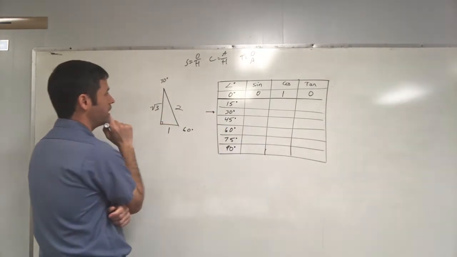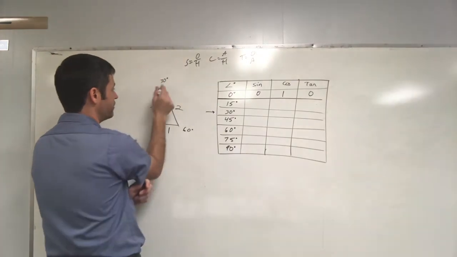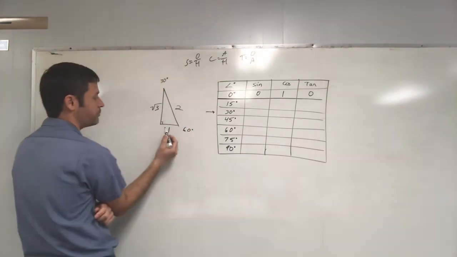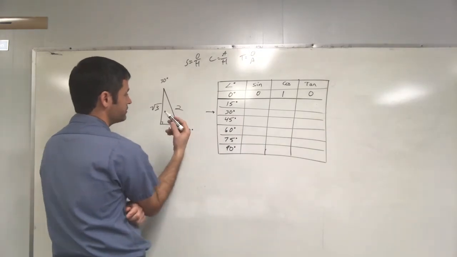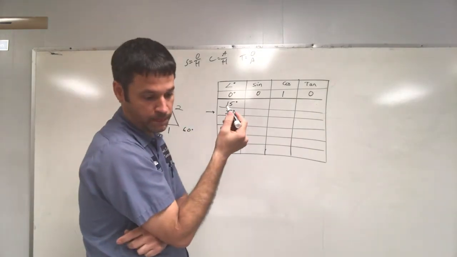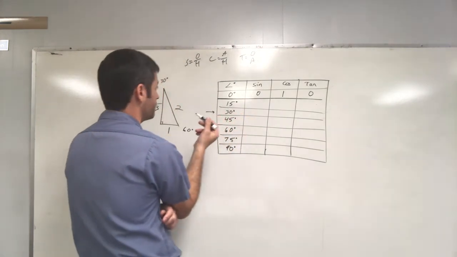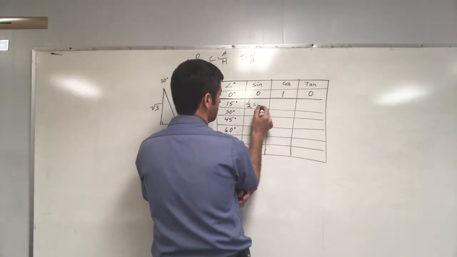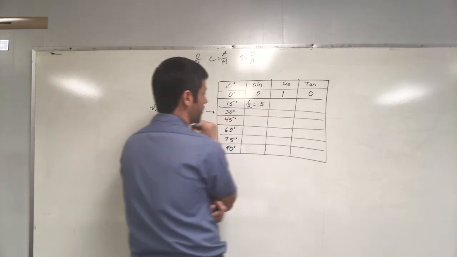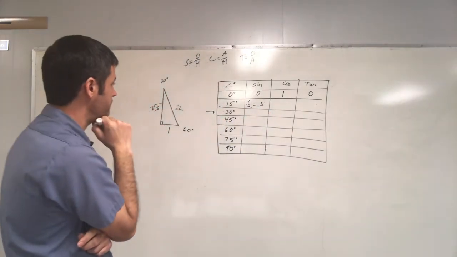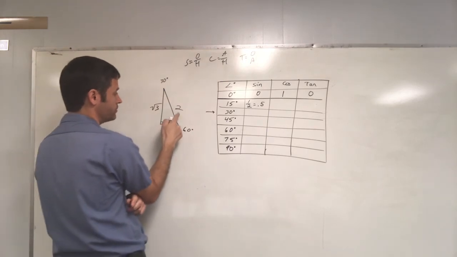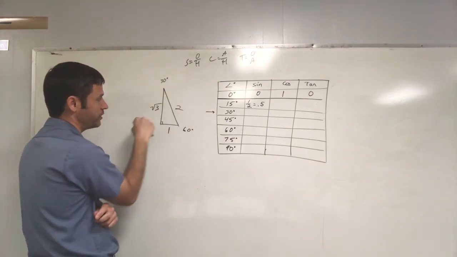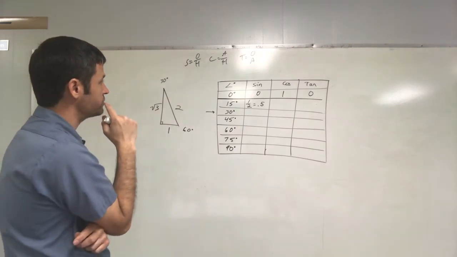The 30 row, the sine of 30 degrees, so we're looking at this up here. The sine of 30 degrees is opposite over hypotenuse. Opposite is 1. Hypotenuse is 2. So the sine is 1 over 2, or 0.5, whichever way you want to think about it. That's the ratio. In this case, these are our side lengths, but this is also the ratio. 1 over 2.